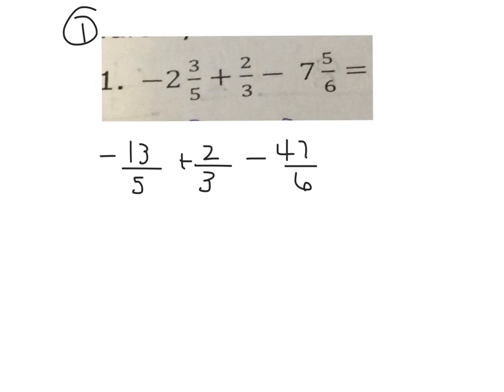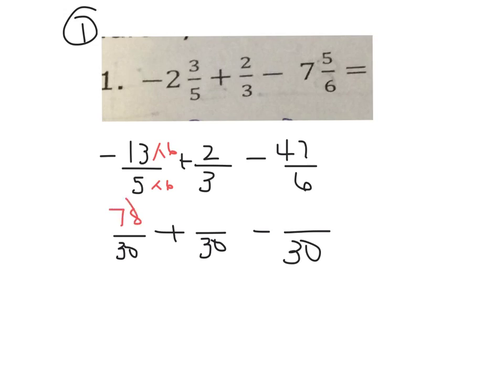Okay, we're ready for a common denominator. The common denominator of 5, 3, and 6 is 30. So I'm going to make them all over 30. All right, 13 times 6 is 78. 3 times 10 is 30, so 2 times 10 is 20. 6 times 5 is 30, so 47 times 5. When I use my calculator, that turns into 235.